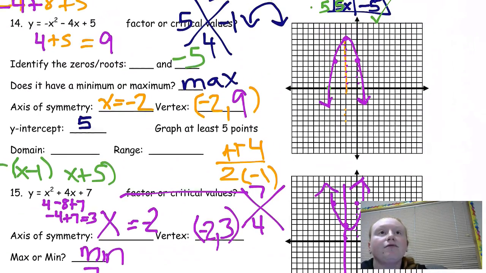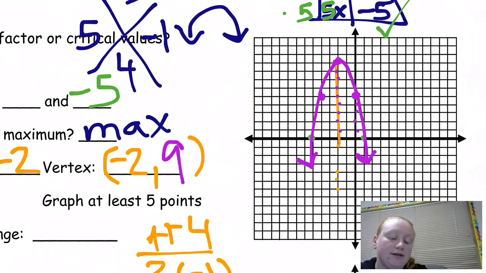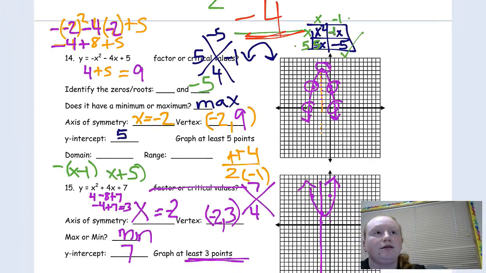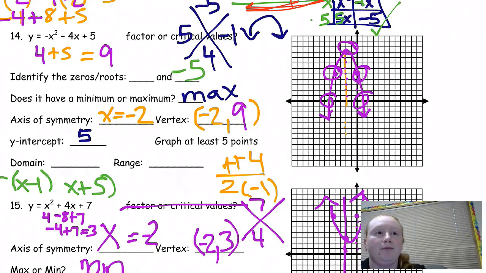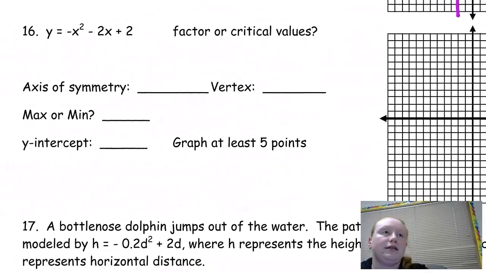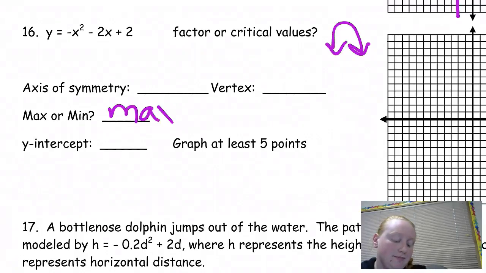Notice that the one above required 5 points. It required that vertex, the y-intercept, and mirrored, and then those 2 x-intercepts. Okay, so they require different things depending on what type of problem they are. Number 16. This one's going to be a concave down graph. So I know it's going to have a maximum.